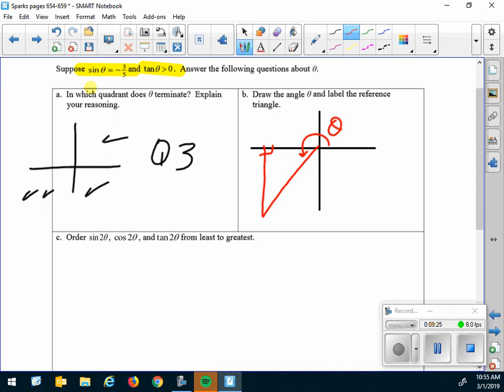Are you good with that being your reference triangle in terms of location? Sir? You mean the rotation could be the other direction? Yeah, it absolutely could. It absolutely could. We just go with positive unless we're told otherwise.